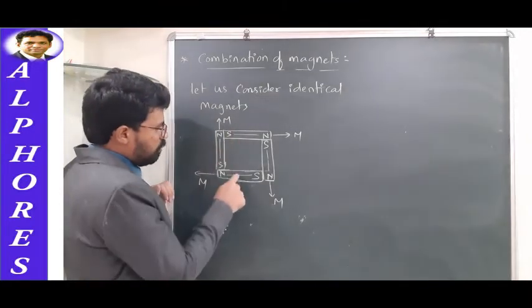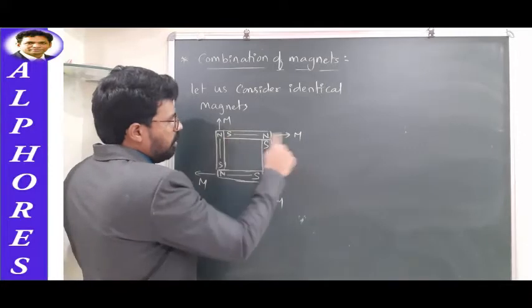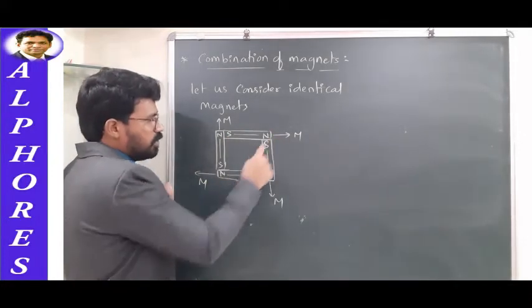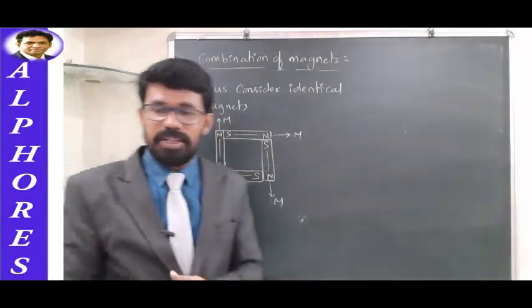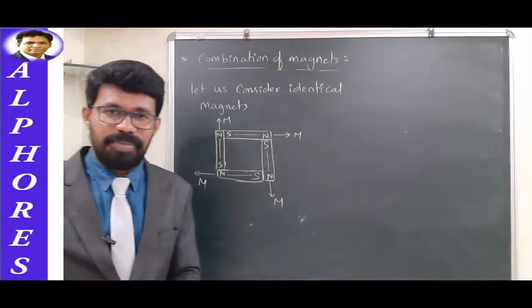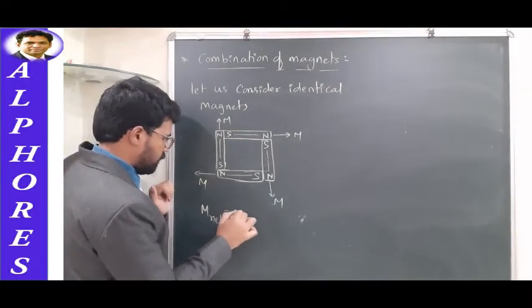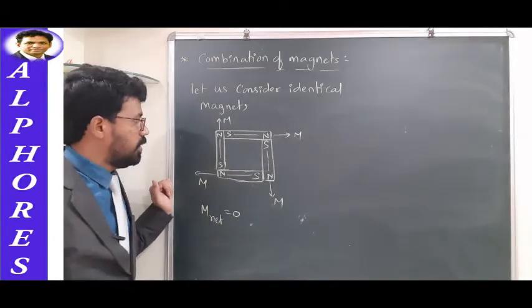Similarly, what about the contribution of these two magnets? Magnetic moment of this one is along this direction. Magnetic moment of this one is in the opposite direction. So resultant magnetic moment due to these two magnets is also 0. So overall, the resultant magnetic moment will be 0. Okay, so here M net equals 0.